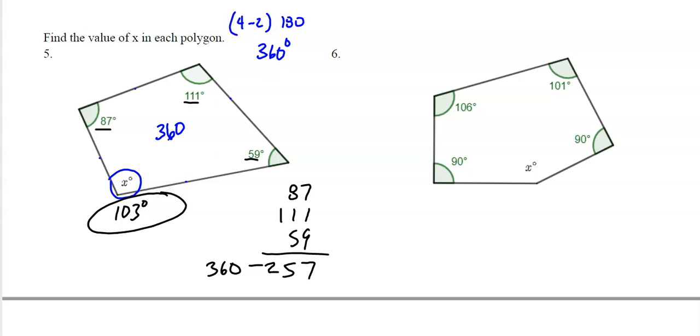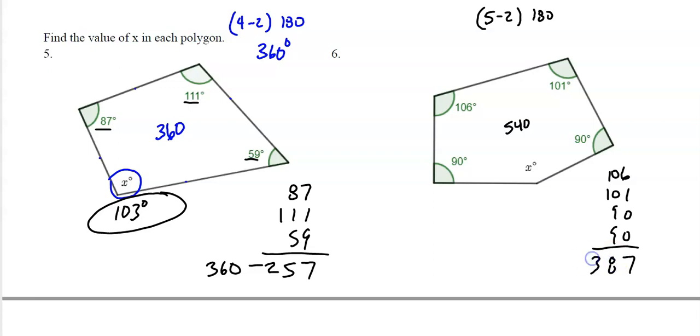This one over here has 5 sides. So when I do 5 minus 2 times 180, I get 540. So let's add up what we have so far. 106, 101, 90, 90. That gives me a grand total of 387. So how much am I missing? And I can see it's a pretty big angle. It's going to be way more than 90. 540 minus that, that's going to be, 140 plus 13, 153. Correct answer for this one.